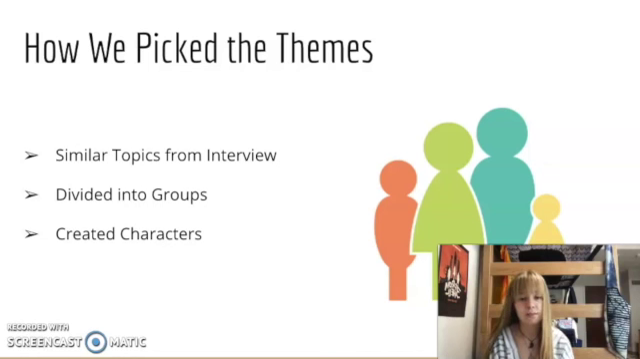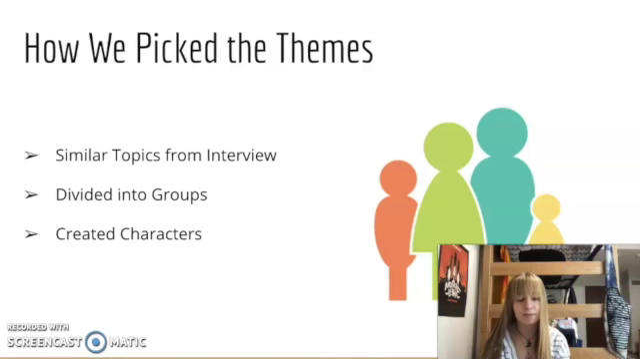We picked themes based off of the common topics we saw in each interview transcript. So, for example, one very common thing that occurred in all of the interviews was parents. And we divided that topic up into whether parents were more lenient or parents were more strict. And we did that for all of the topics that were shared and mentioned in the transcripts.